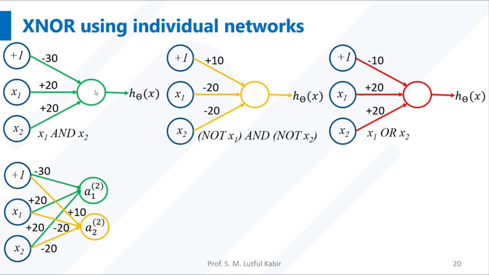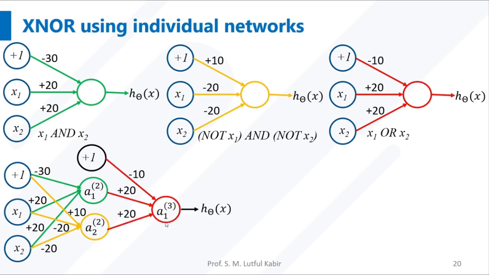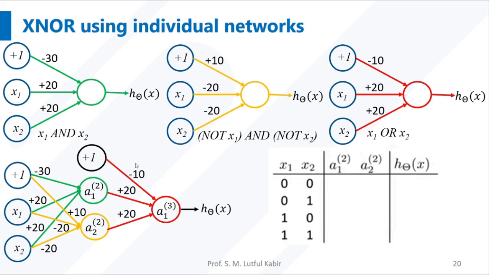The weights are collected from those figures, and if you then OR them together with a bias unit, then the output will finally be the XNOR operation. If we solve the truth table when x1 x2 is 0 0, this a1 is the AND gate operation. A2 is the not x1 and not x2 network, that is your second network, and the third network is the red network.